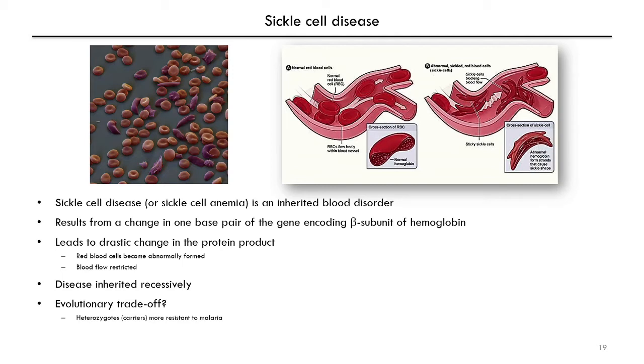even though they produce the mutant hemoglobin subunit along with the functional subunit. And these individuals are apparently more resistant to malaria. Thus, the mutation may confer an advantage in some conditions despite its otherwise negative effects.